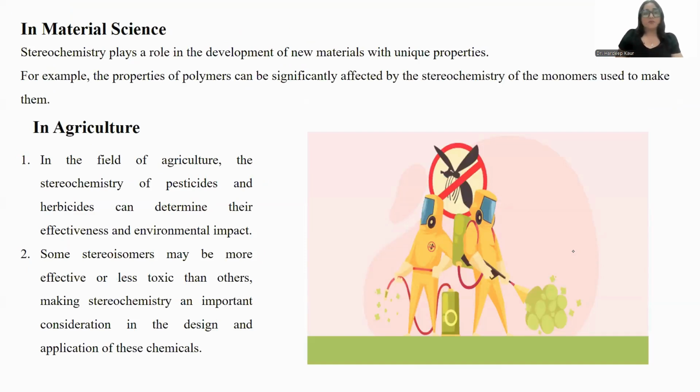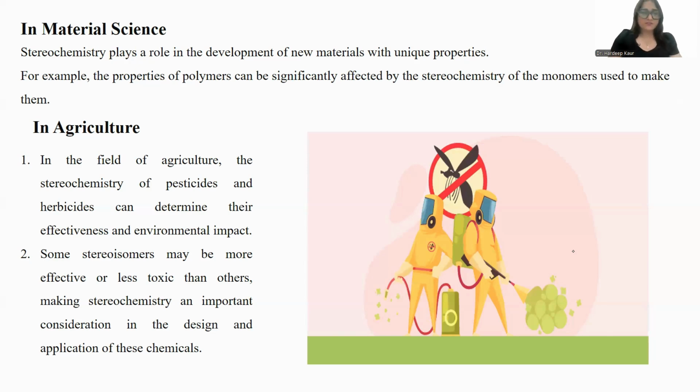Now, if I talk about material science, stereochemistry also plays a very important role. For example, the properties of polymers can be significantly affected by stereochemistry, because of how the monomers arrange themselves. For example, if carbon is arranged in a well-ordered manner, then it is diamond. If not, then it is normal carbon. It can be crystalline or amorphous according to the stereochemistry.